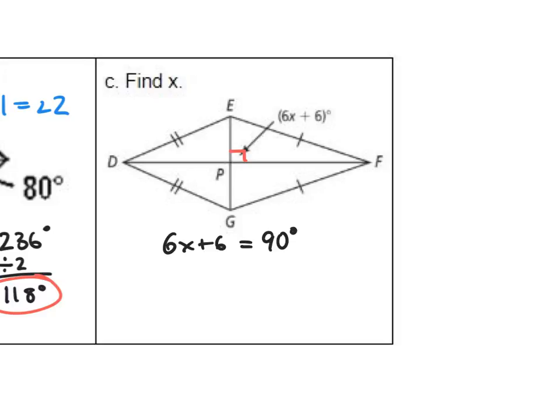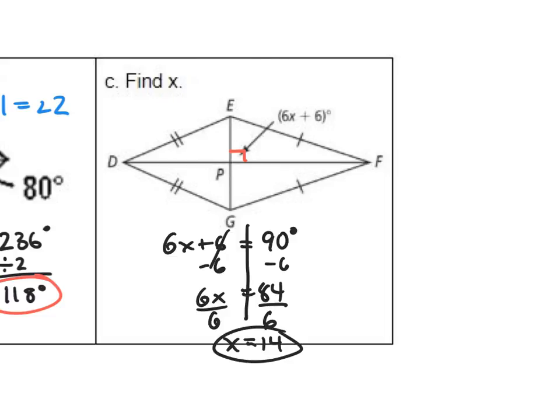So then I could take this equation and solve for x by first subtracting 6 from both sides and getting 6x equals 84, and then lastly dividing both sides by 6, which would give me x equals 14. And again, just to show you, if I take 6 times 14 and then I add 6, I should get 90 degrees. But again, this is using that diagonals are going to be perpendicular to each other.